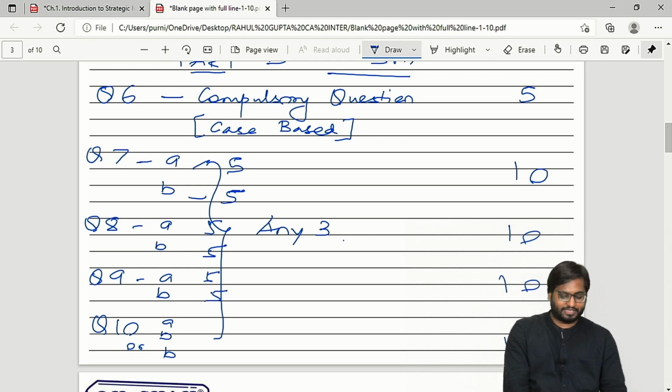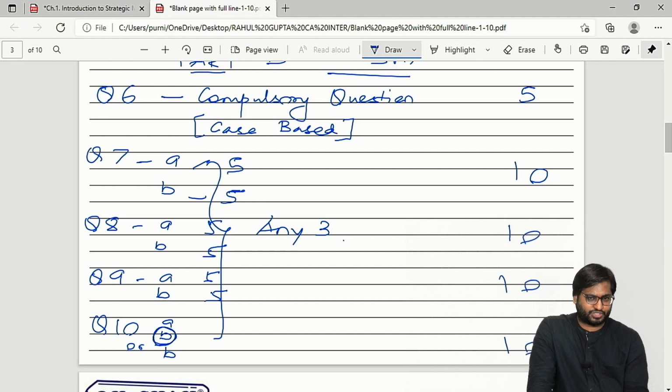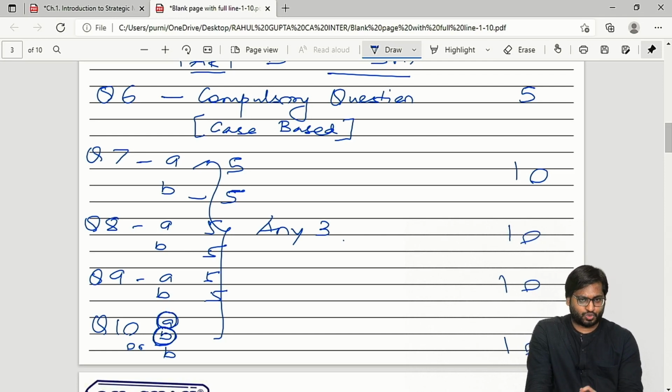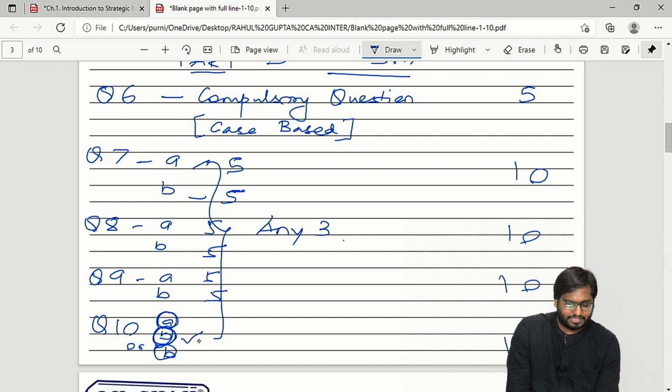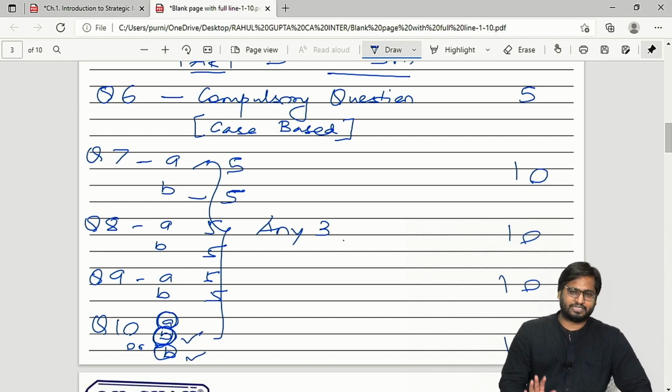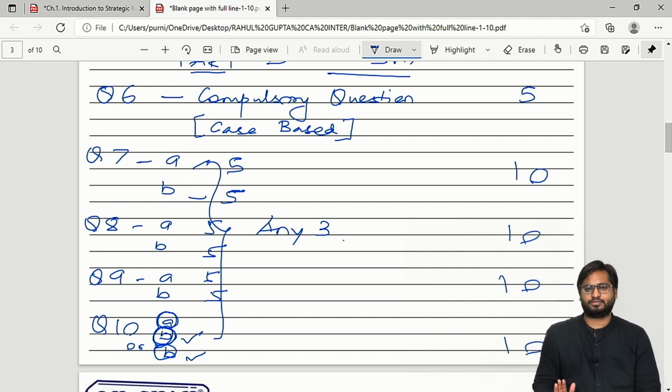One important thing here, in this 10B, if you attempt a 10th question, that is if you want to attempt question number 10, you will have to attempt A. That is for sure. While attempting B, you have internal choice. Either you can attempt this or you can attempt this. I hope you have understood the paper format.